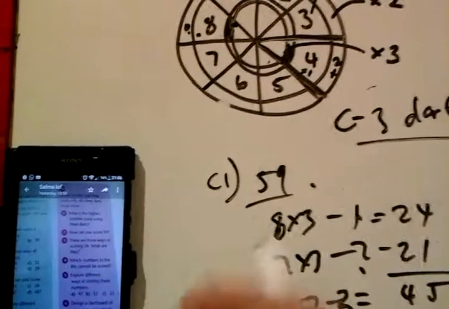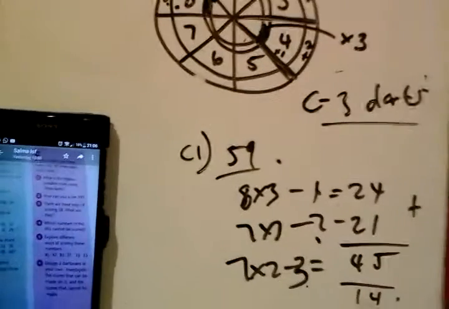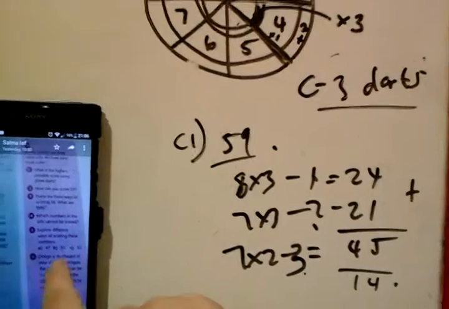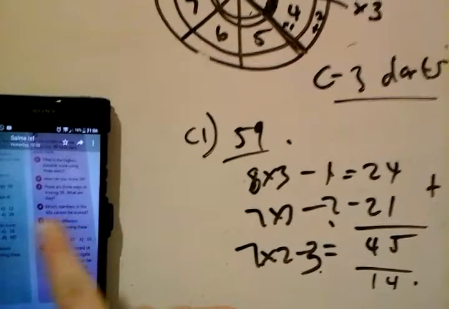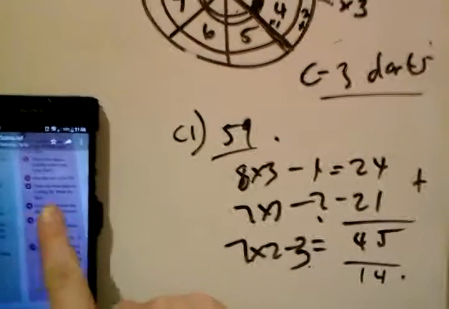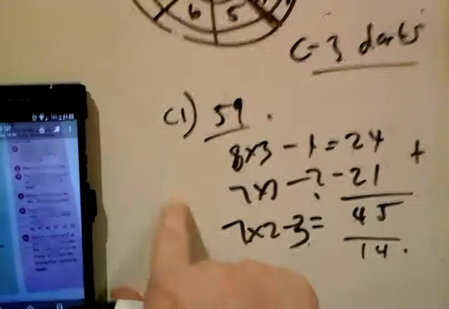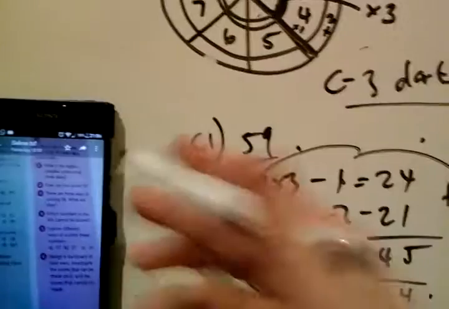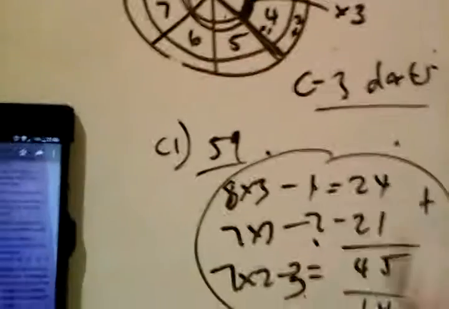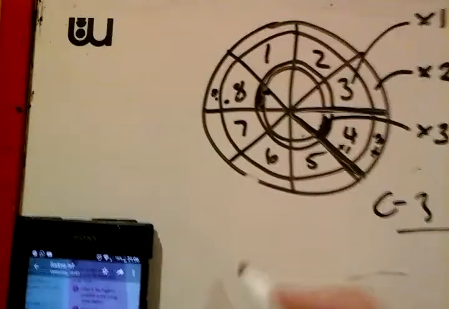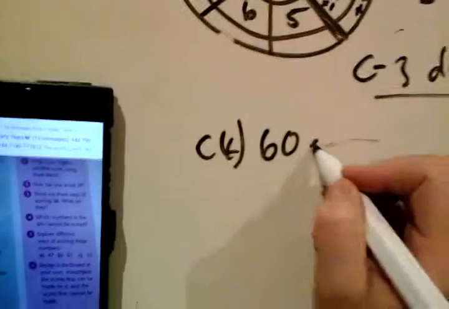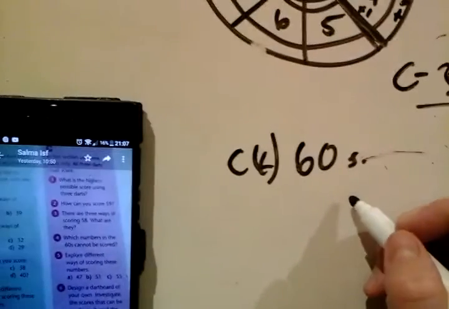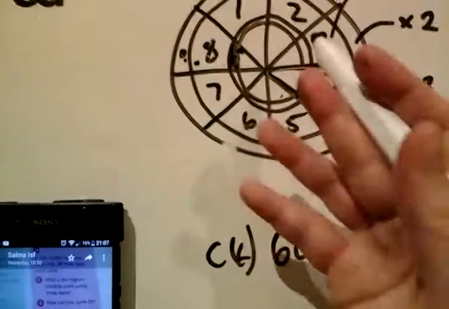And same with C2, so you can get to 59. Or 58. Yeah, 58, sorry. No, C3. There are a few ways of scoring 58. What are they? So, this is basically one way of scoring a 59. So C3 would be, you'd have 3 of these separate. It's all about your multiplications basically. So C4 is saying which numbers in the 60s cannot be scored. That means you need to work out your multiplications here.